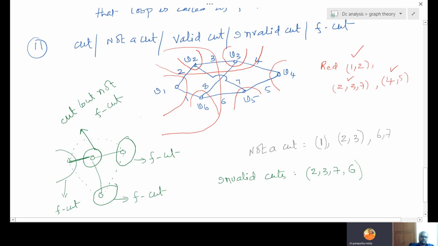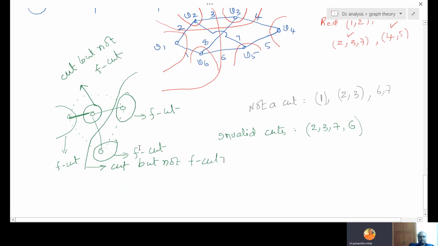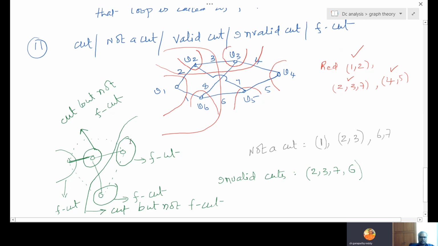We can cut in so many ways. I can also cut like this. So again, this is a cut, but not an F cut. Why is it not a fundamental cut? Because it is cutting two branches. So what is the fundamental cut definition? It should cut only one branch. These thick lines, as per the textbook, are called branches. So it should cut only one branch. Then only it is a fundamental cut.